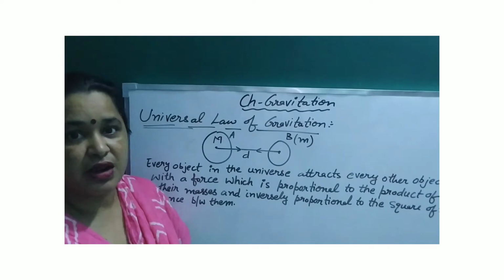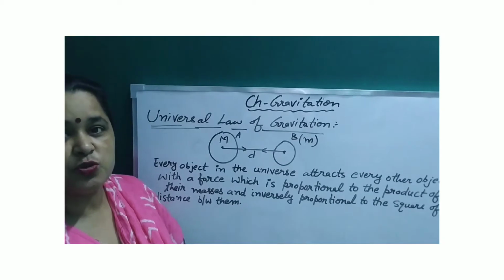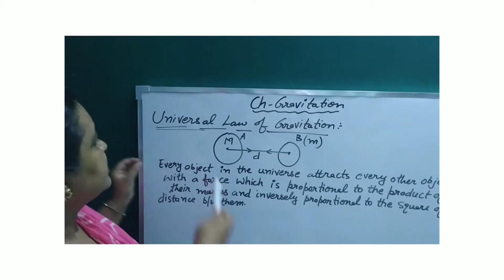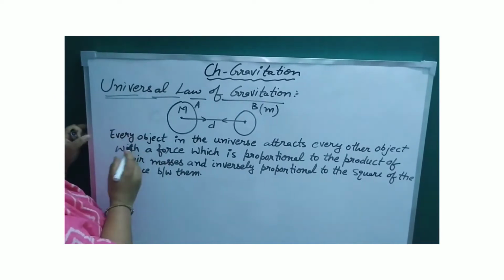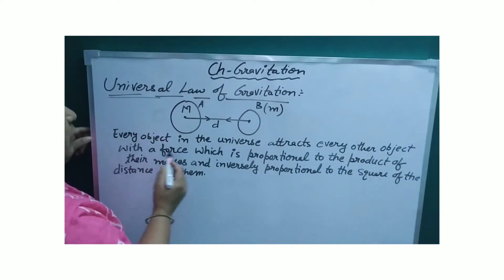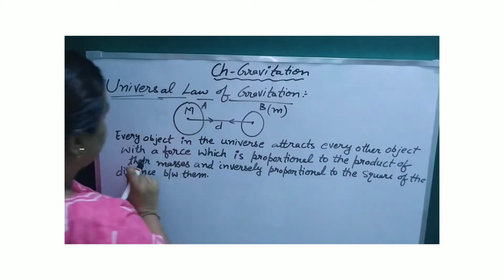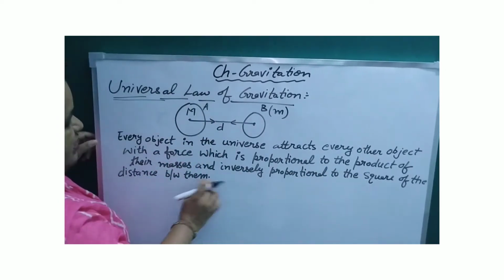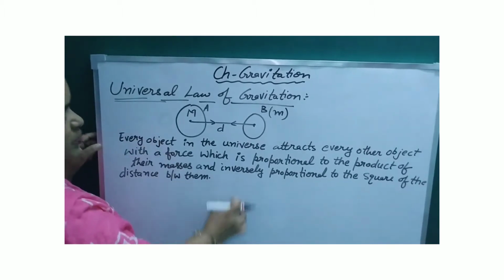As you know, in the earlier class I explained how Newton observed the inverse square rule. Using that inverse square rule he proposed a law, and the name given by him is the universal law of gravitation. What is the statement of that law? Every object in the universe attracts every other object with a force which is directly proportional to the product of their masses and inversely proportional to the square of the distance between them. This was the statement given by Newton, and using this he proved the formula.